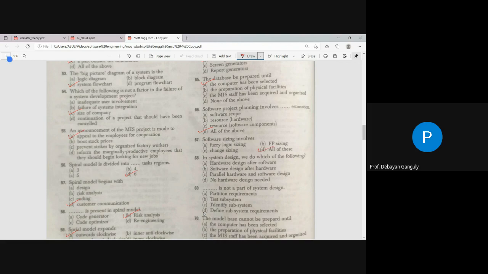In system design, we do which of the following? That is parallel hardware and software. 69. Which is not a part of system design? That means the test subsystem. Test subsystem is not a part of this.